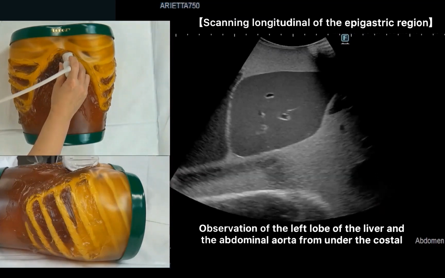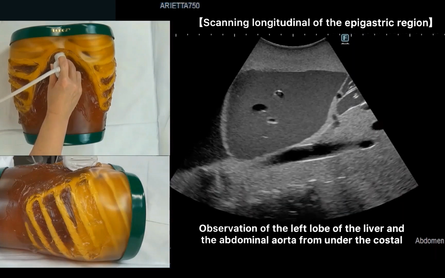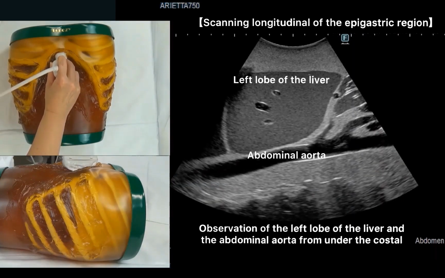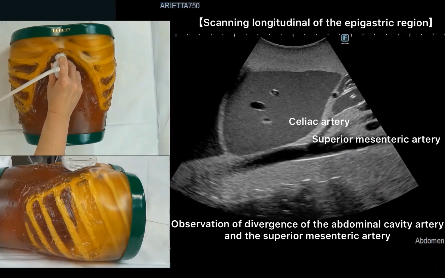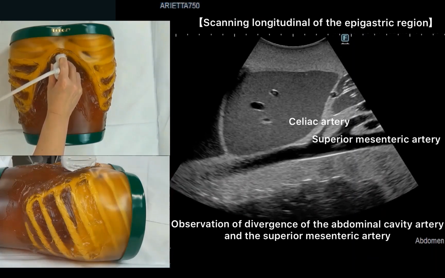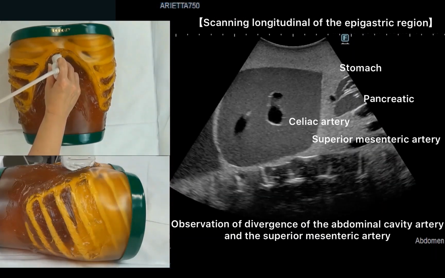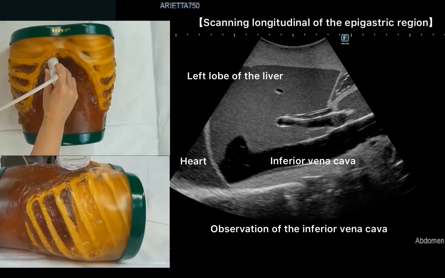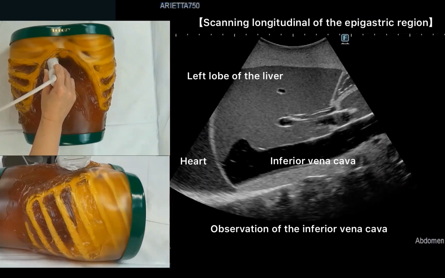Move the probe to the midline of the body and observe the longitudinal epigastric scan. The left lobe of the liver and the abdominal aorta are visible here. You can also observe the celiac artery and the superior mesenteric artery branching off from the abdominal aorta. The inferior vena cava can be observed by translating the probe to the patient's right side. Now let's check whether the diameter of the inferior vena cava changes with respiration.